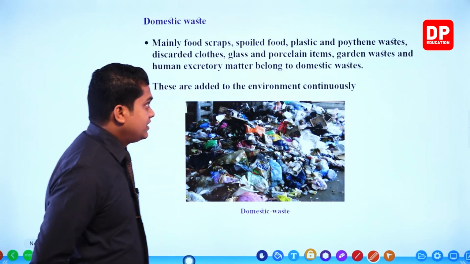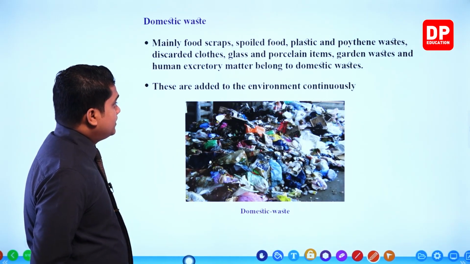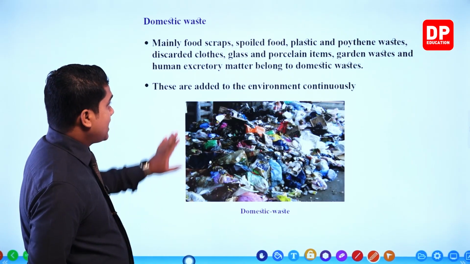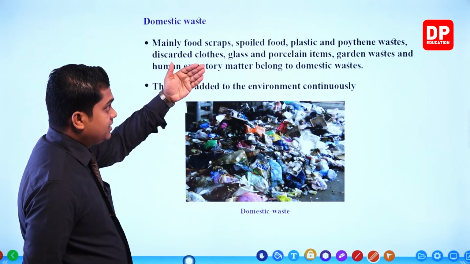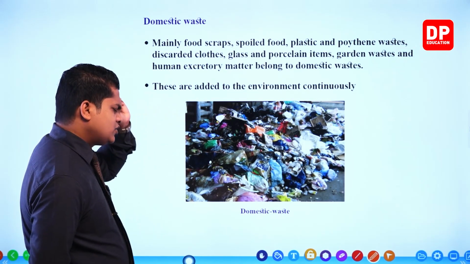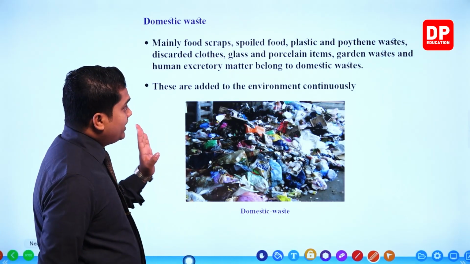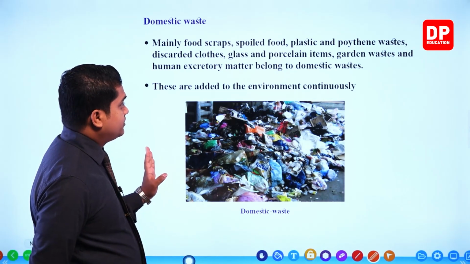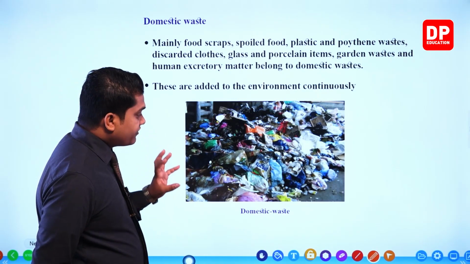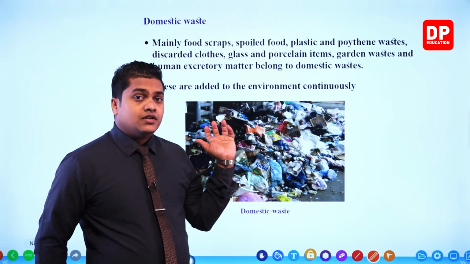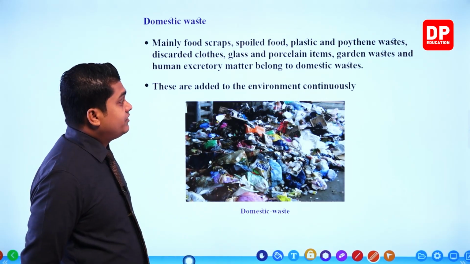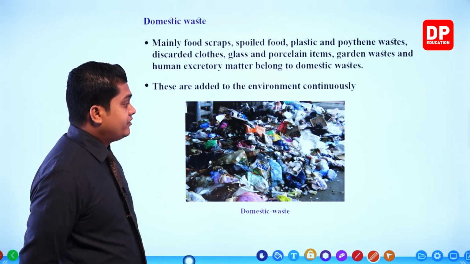Now let's see what other things are given here. These are the types of domestic waste, my dear children. It can be food scraps, spoiled food, plastic, polythene waste, discarded clothes, glass, porcelain items, garden waste, and so on. There are different kinds. When these things are continuously added to the environment, different kinds of ill effects are going to be created.